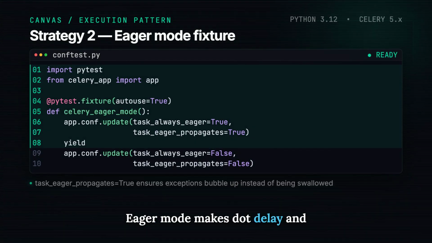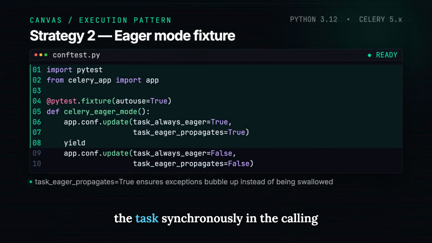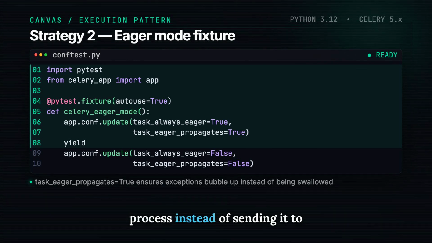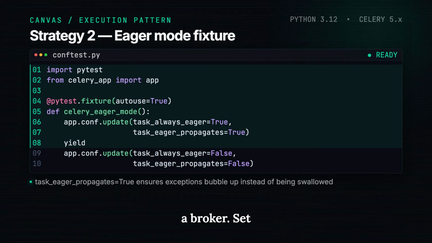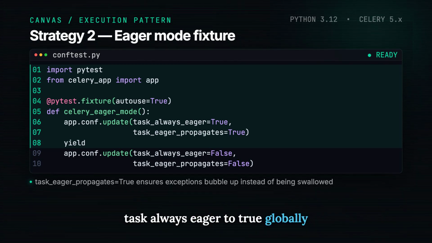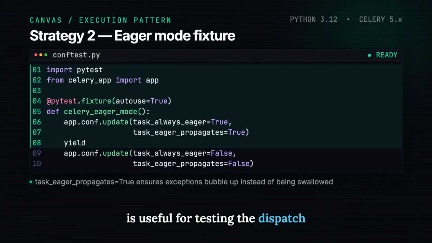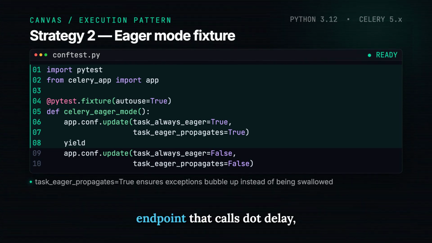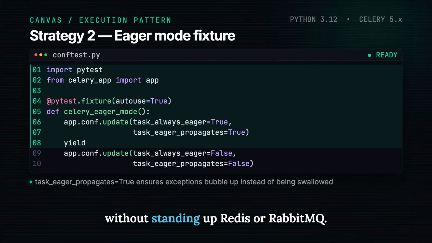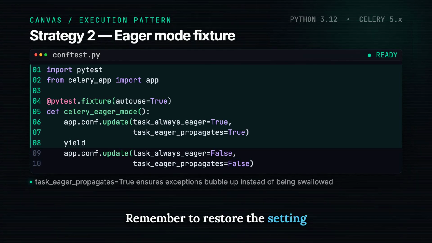Eager mode makes .delay and .apply_async execute the task synchronously in the calling process instead of sending it to a broker. Set task_always_eager to true globally in a conftest fixture. This is useful for testing the dispatch code path, such as a FastAPI endpoint that calls .delay, without standing up Redis or RabbitMQ. Remember to restore the setting after the test.